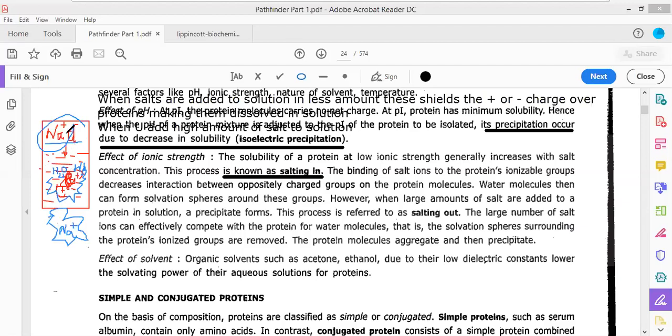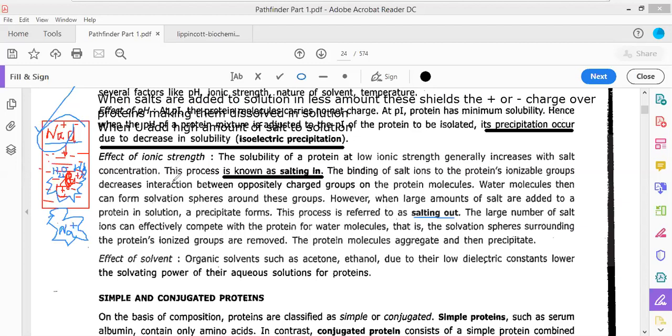So because the water molecule was requiring a very high amount of energy to make a solvation sphere around the protein molecules, the protein molecule being larger in size, they thought, why not make a bond with this salt molecule and make a solvation sphere with this salt molecule. This phenomenon is called salting out. However, when a large amount of salt is added to a protein in solution, a precipitation of protein occurs. This process is referred to as salting out of the protein.